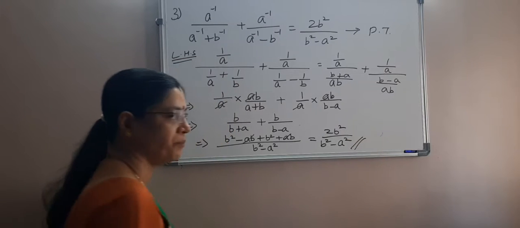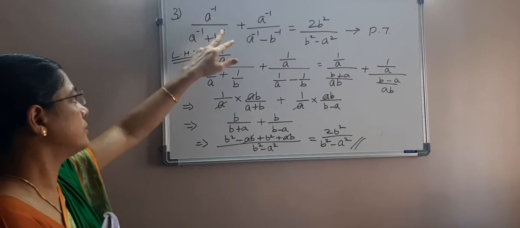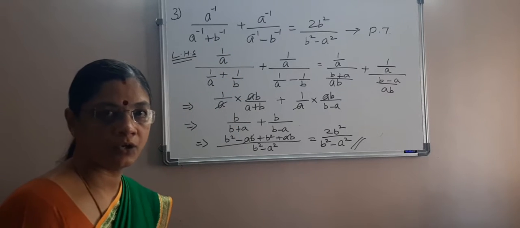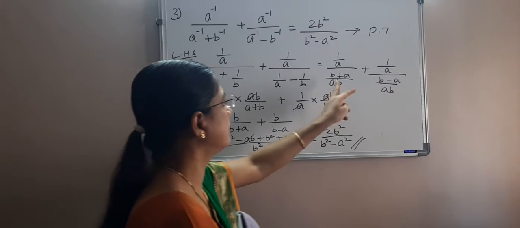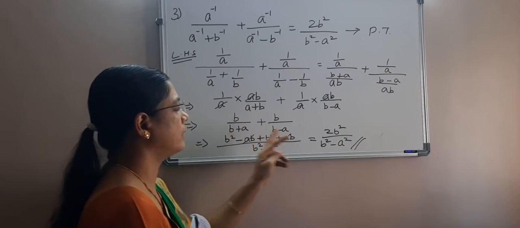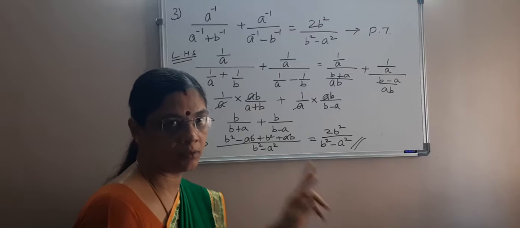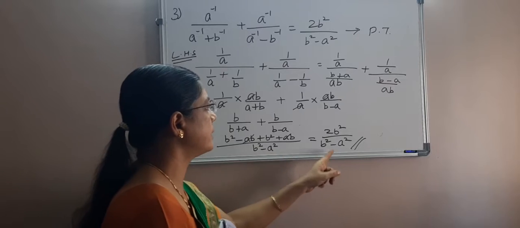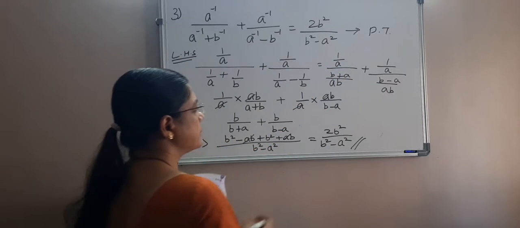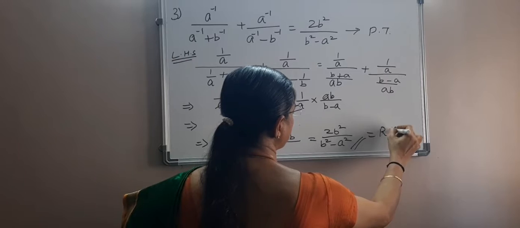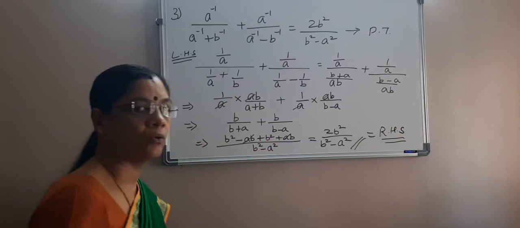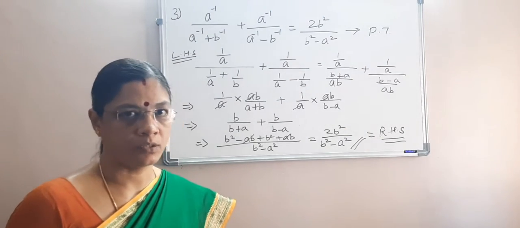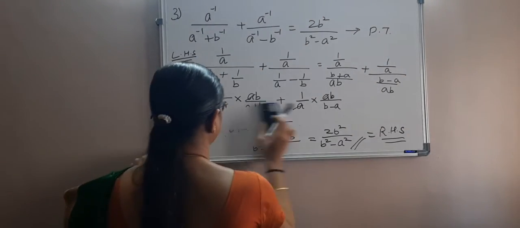So do you follow this? I need to rearrange the negative exponents to positive exponents and then solve it as usual, and apply the algebraic identity a plus b into a minus b is equal to a squared minus b squared, which you have studied in the previous classes. So b squared minus a squared is in the denominator, which is equal to 2b squared, and that is equal to RHS, hence proved. Okay, so this is how we deal with negative exponents also. Okay, do you understand?